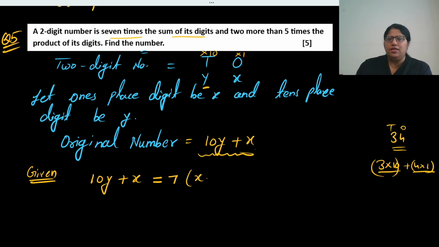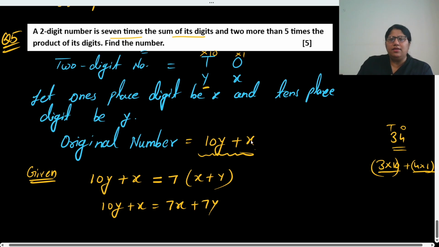So what are the digits here? x plus y. So this is your first equation. Then again there are two unknowns. That means you need to get another equation also. First you simplify this equation. Open the bracket. Plus x is equal to 7x plus 7y.